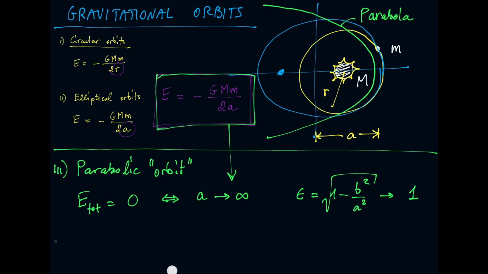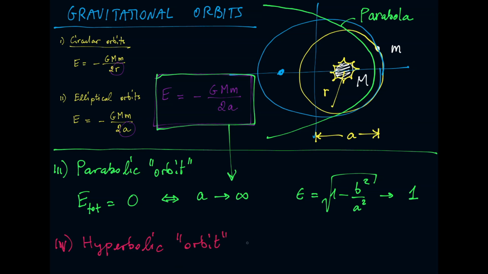And last but not least, there's a fourth case of hyperbolic orbit or trajectory. Maybe let's change color. Let me do it in red.